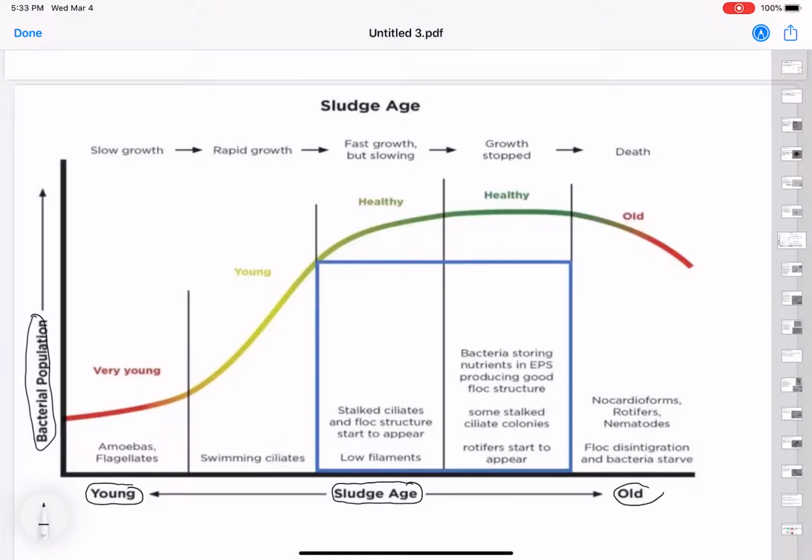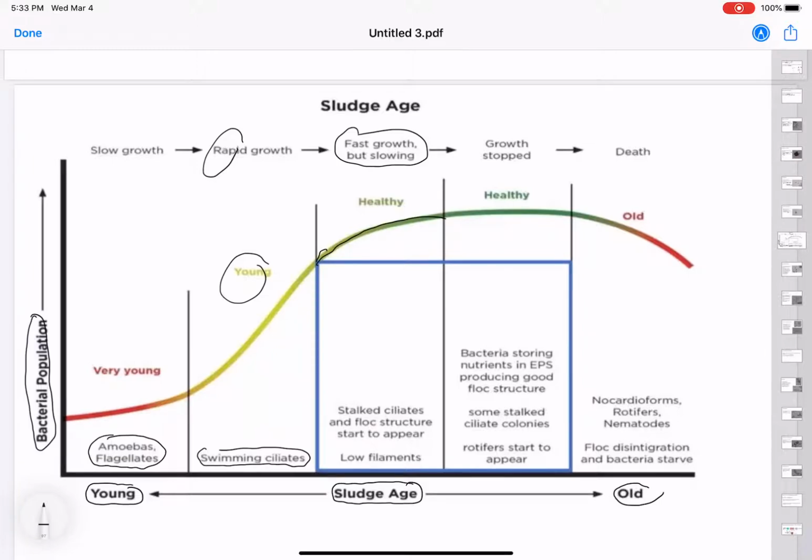Very young bacteria, very young microorganisms, you would see amoeba and flagellates. This is slow growth, very young. When there is rapid growth, you would see swimming ciliates. Okay, now when it is fast growth but slowing, it's not as young and rapid. Fast growth, but not as rapid as this, and slowing. This is the healthiest side of any system.